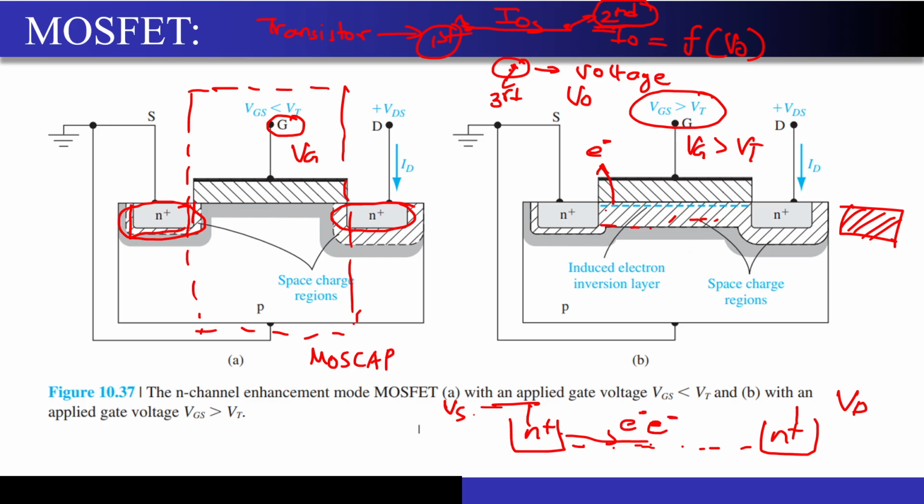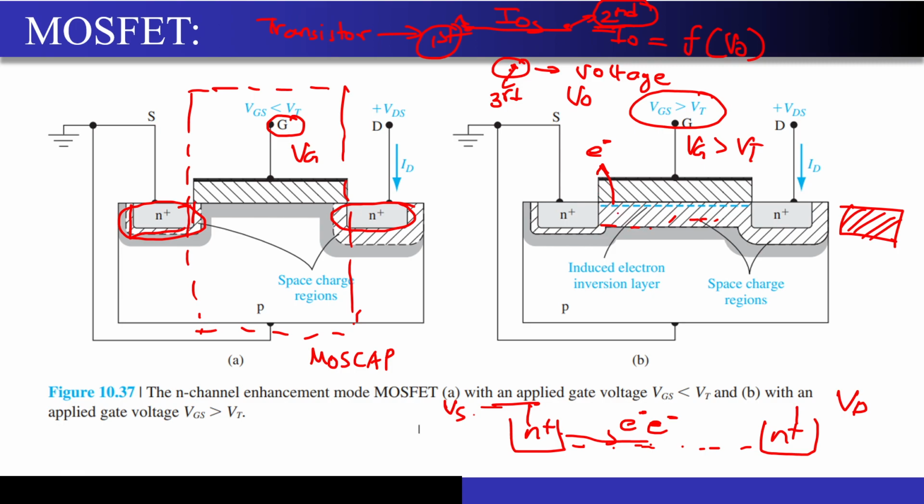Now I have created a sufficient number of electrons between my source and drain. And how did I do that? By applying the voltage at the third terminal. And why did I apply the voltage at the third terminal? Because this is what the transistor is supposed to do: apply the voltage at the third terminal, control the current between the first two terminals, right?